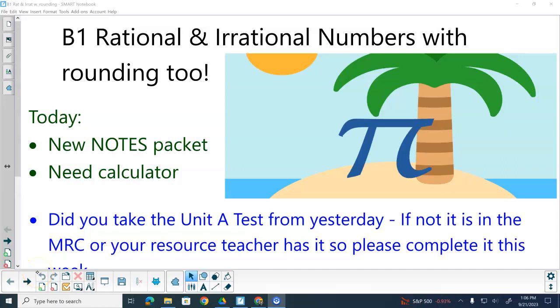Okay, so we're going to be talking about rational and irrational numbers today. We're going to be working with some of them and doing all that fun stuff.